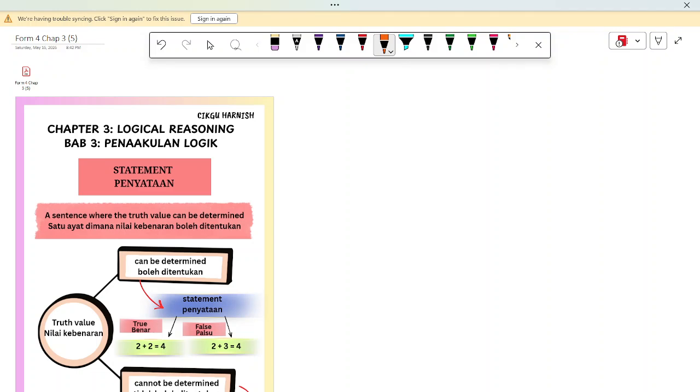Hi everyone, today I'm going to discuss Form 4 Chapter 3 Logical Reasoning. Our first subtopic is statement. So how do we determine a statement?